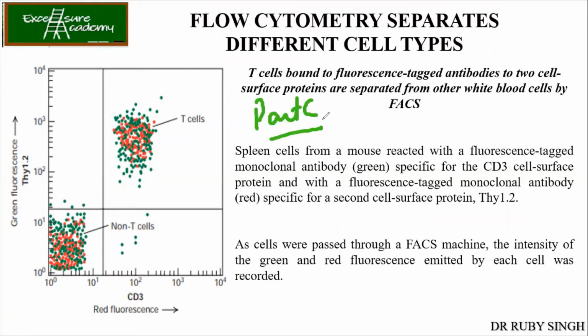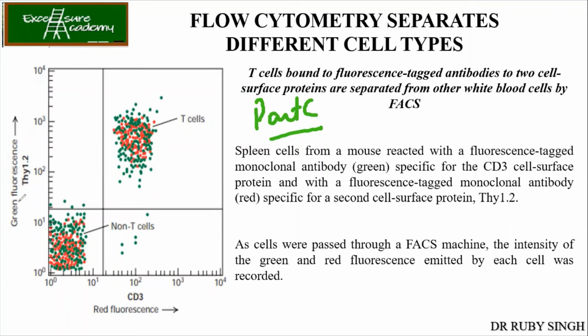On the y-axis you have got the Thy 1.2, the green fluorescence. Now these are the logarithmic scales they have given, so each step increases exponentially, because we are not dealing with one particular cell, we are dealing with tens of thousands to millions of cells. So obviously the number of cells which the machine is going to detect will be in hundreds and thousands.